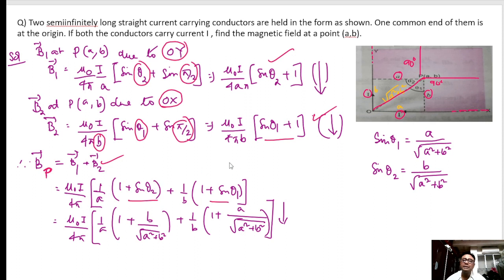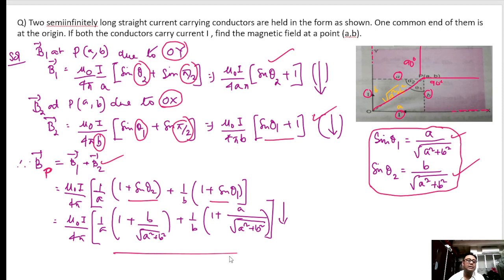Now sine theta 1 and sine theta 2 values we can easily find out. Theta 1 is the perpendicular by the hypotenuse, as you can see here. Putting in the values of sine theta 1 and sine theta 2, this is the magnetic field at the center.